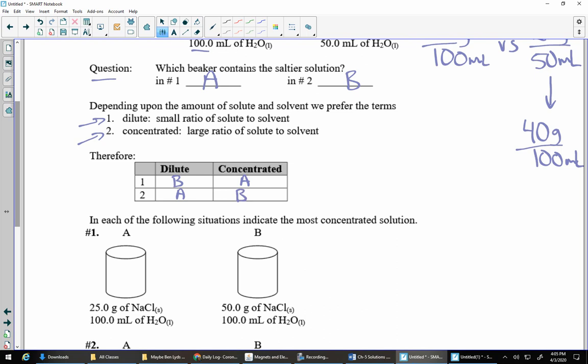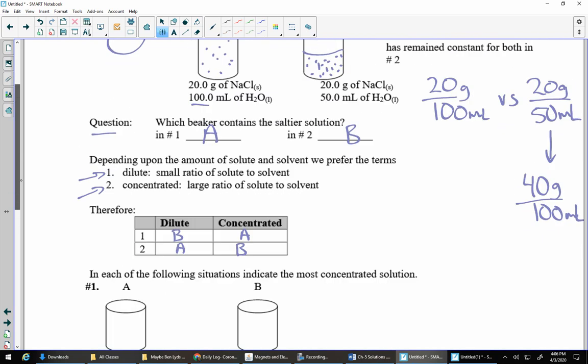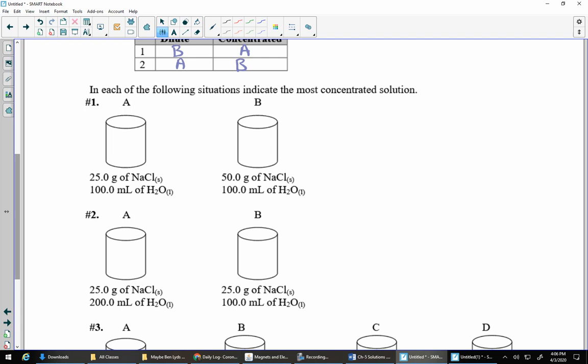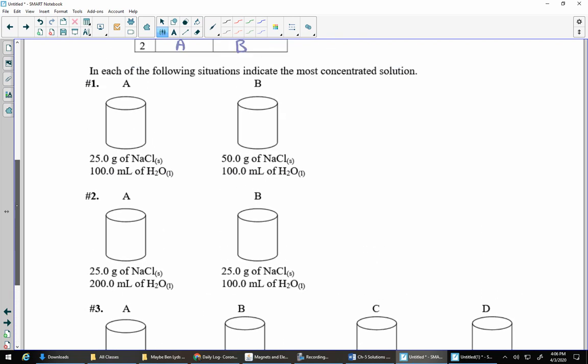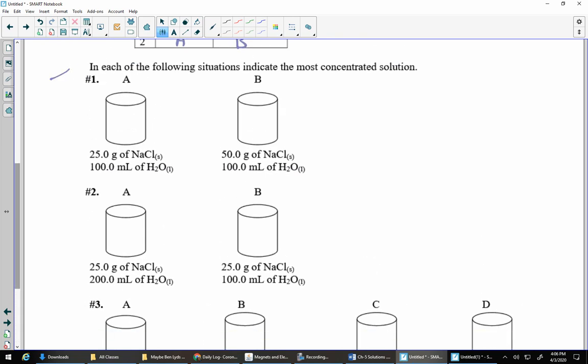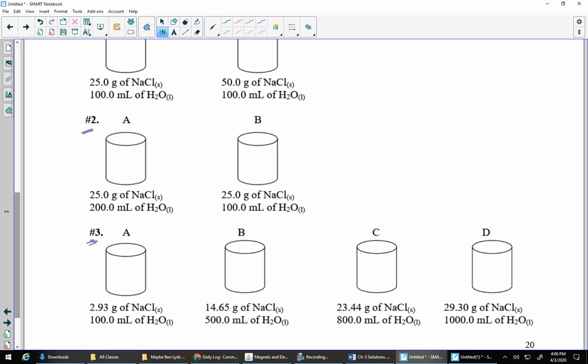Concentrated was B. I better double check that. Yes, concentrated is B. Nice. So your job for the next little bit is to go ahead and check out the rest of this page. I believe it is page 20. Yep, page 20, and in each of the following situations, figure out what is the most concentrated: situation 1, situation 2, and then situation 3, and really think this one through.